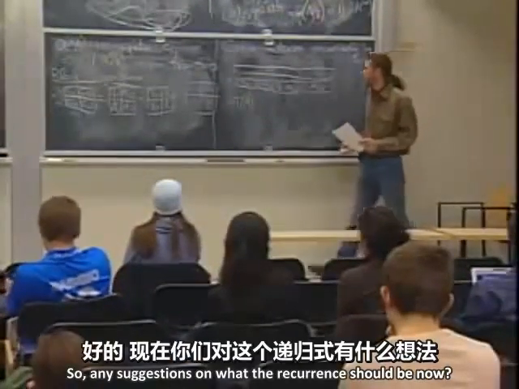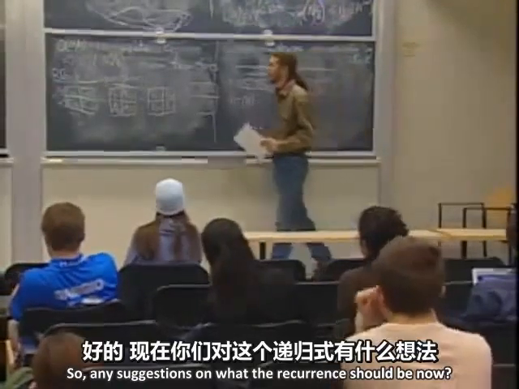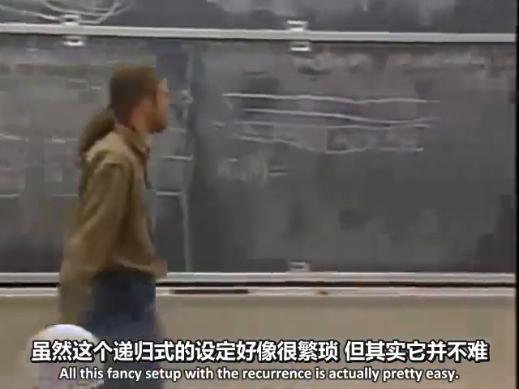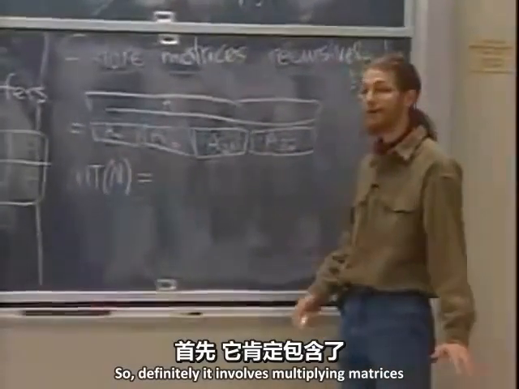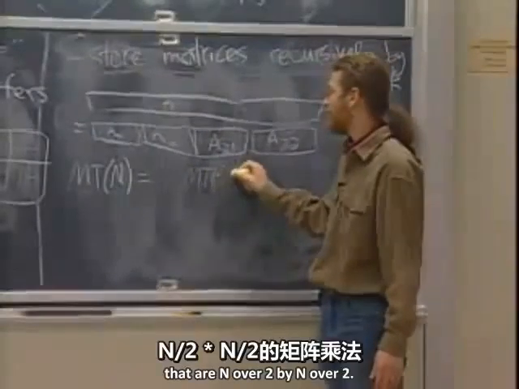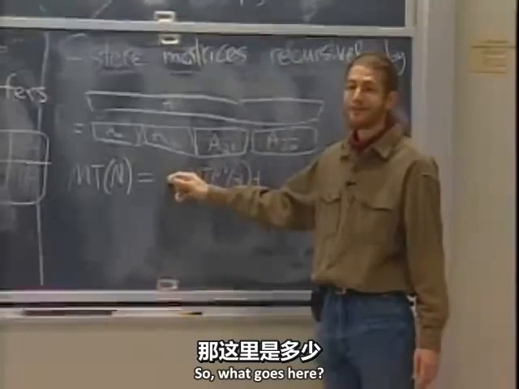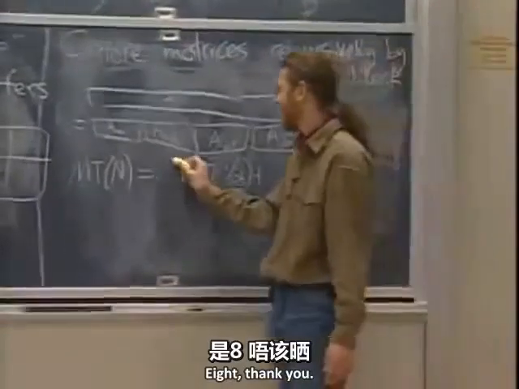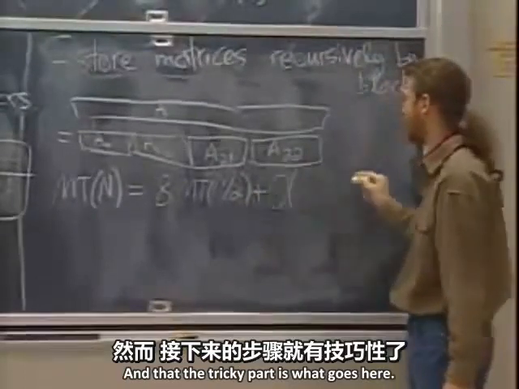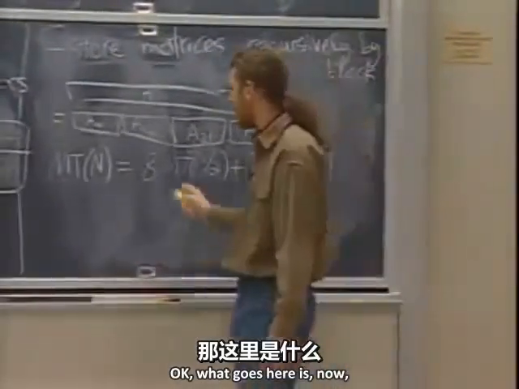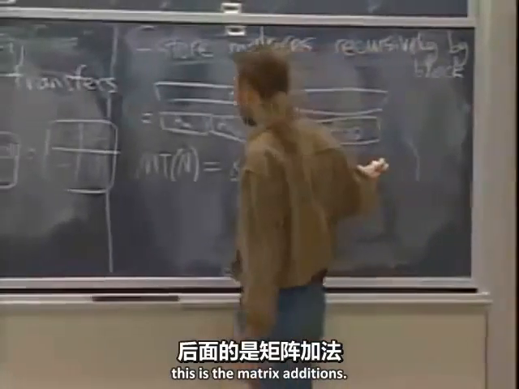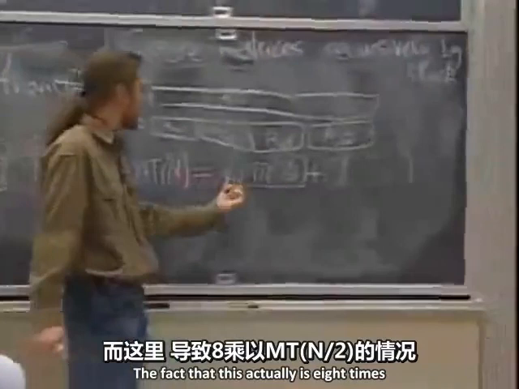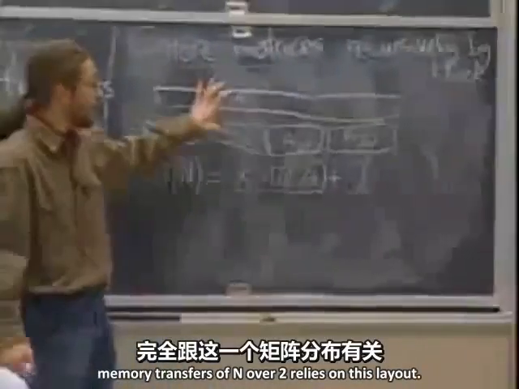Okay. So, any suggestions on what the recurrence should be now? All this fancy setup, but the recurrence is actually pretty easy. So definitely it involves multiplying matrices that are n over 2 by n over 2. So what goes here? Eight. Thank you. That you should know. And then the tricky part is what goes here. Okay, what goes here is, well, okay, now the fact that I can even write this, ignore this is the matrix additions. Ignore those for now. Suppose there weren't any. I just have to recursively multiply. The fact that this actually is 8 times memory transfers of n over 2 relies on this layout.